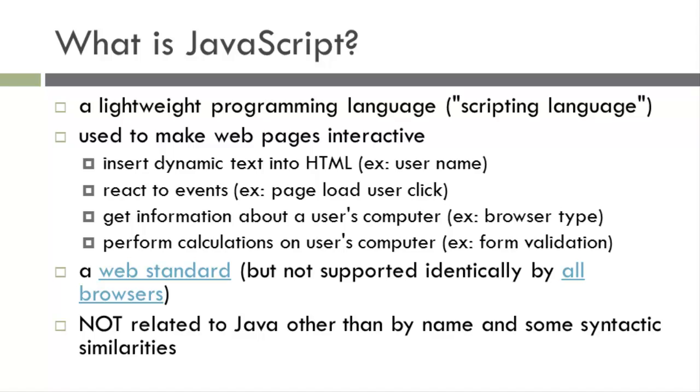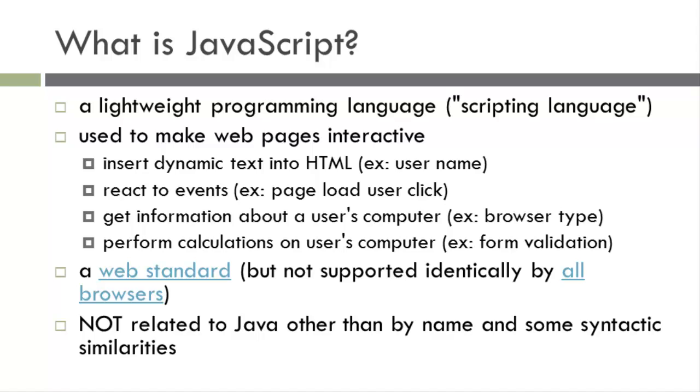JavaScript is a lightweight scripting language. It's mainly used to make web pages interactive. It can dynamically insert text into the HTML, for instance, a username, or modify other stylistic items on the page. Also, since it is an event-driven language, it reacts to events, for instance, when the page loads or when a user clicks something. It can also get information about a user's computer, for instance, the type of browser or the size of the screen. This is all important when we deal with mobile devices and tablets, not just desktop computers.